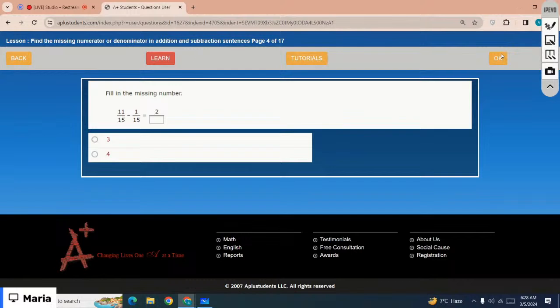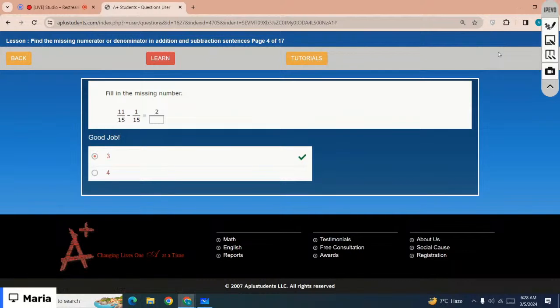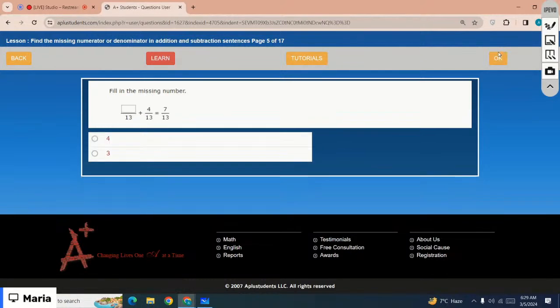Yes, the correct option is 2 over 3. The correct option is 3. The missing number over 13 plus 4 over 13 equals 7 over 13. So, which number is missing?